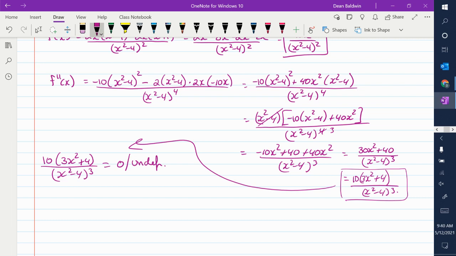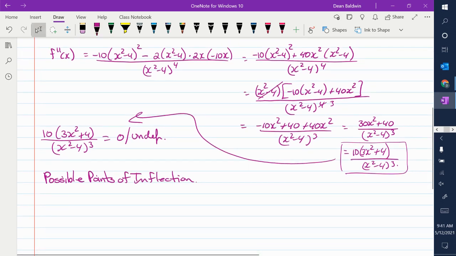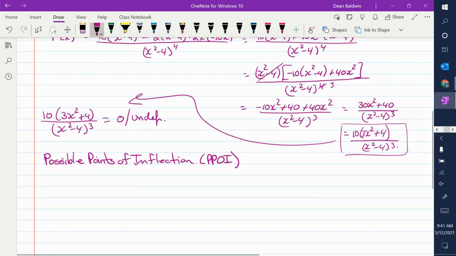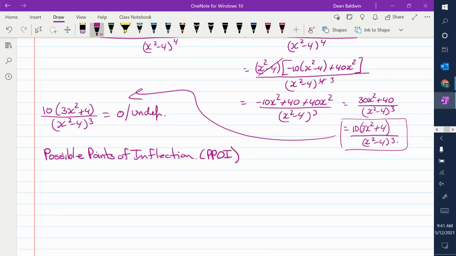And we're going to call these possible points of inflection. An inflection point is when the graph switches from concave down to concave up, or concave up to concave down. It's when there's a switch. So instead of writing out possible points of inflection every time, we're just going to say PPOI. So we know two of them are x equals plus or minus 2.